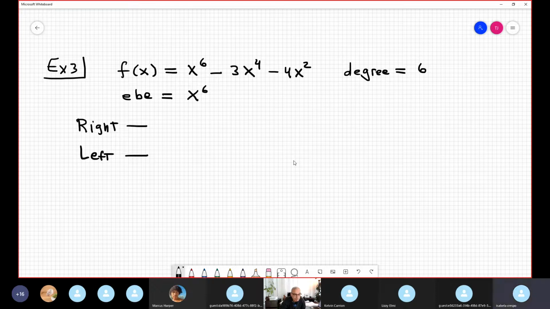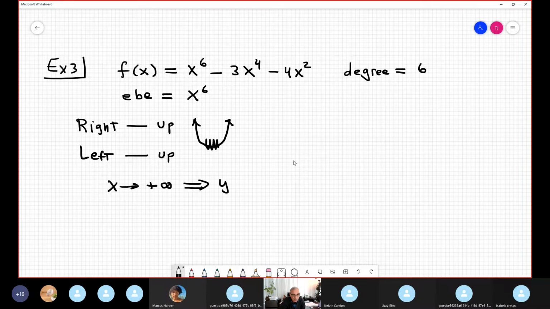Right up, left up. And left? Up. Exactly. Up. Like that. Like a parabola. I don't know exactly what happened at the middle, but this is the end behavior. In other words, when x approaches positive infinity, y approaches positive infinity. And when x approaches negative infinity, y also approaches positive infinity.